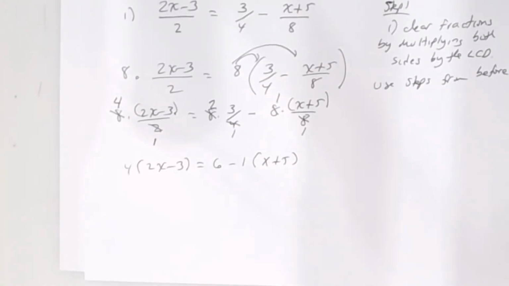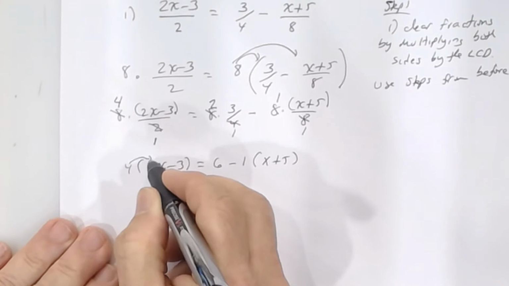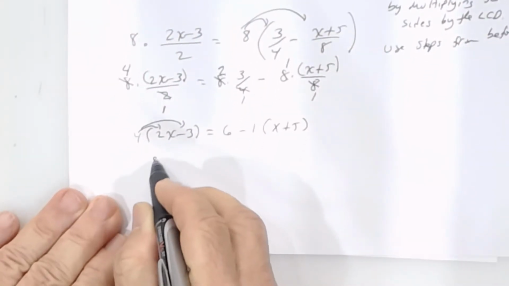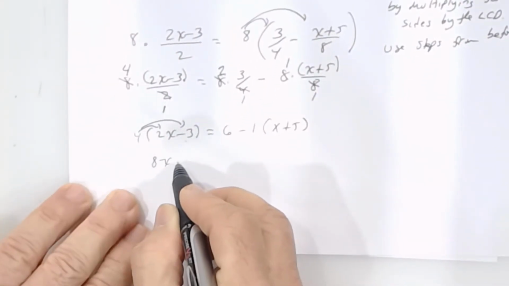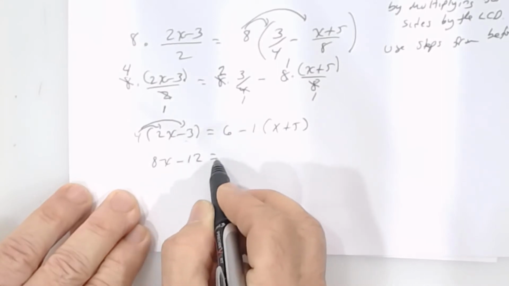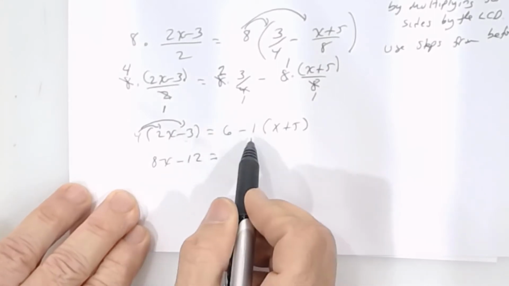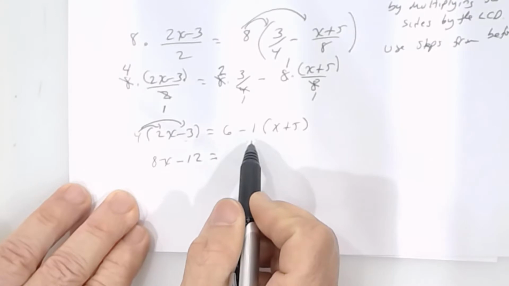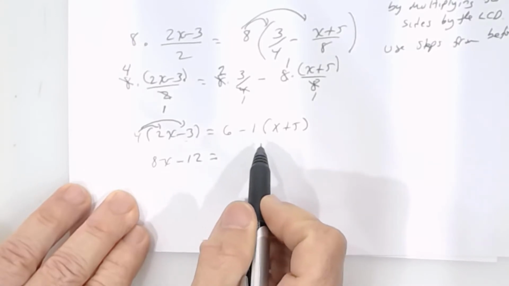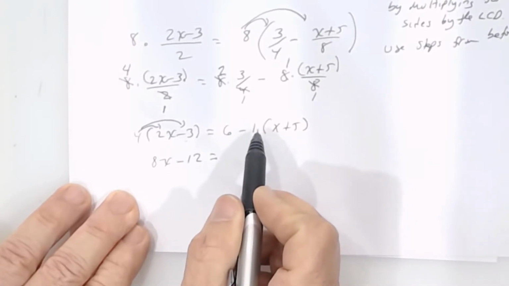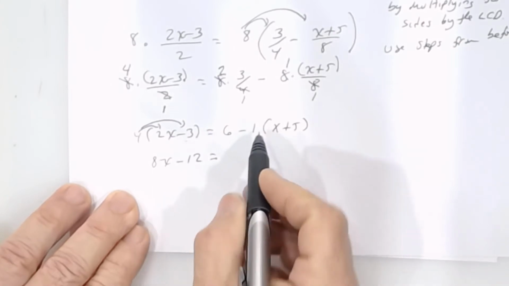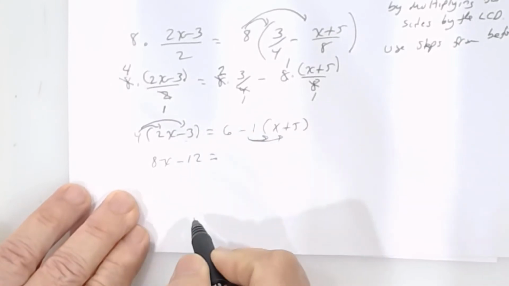What's the next step, do you think? Distributive property. So 4 times 2x is 8x. 4 times a negative 3 is a negative 12, equal. Now, are you going to say 6 minus 1 is 5? No. You got to do what first? According to the order of operations, you have to do what first? Multiplication. So to do that, you can use your distributive property.